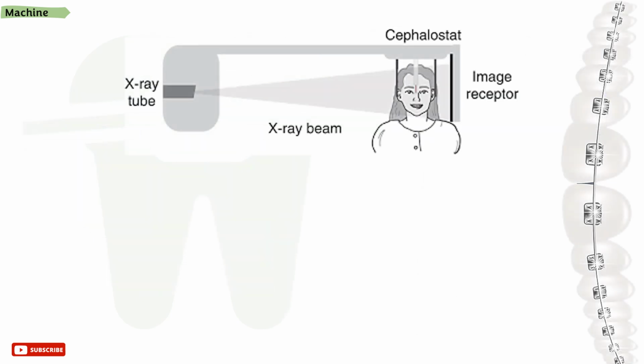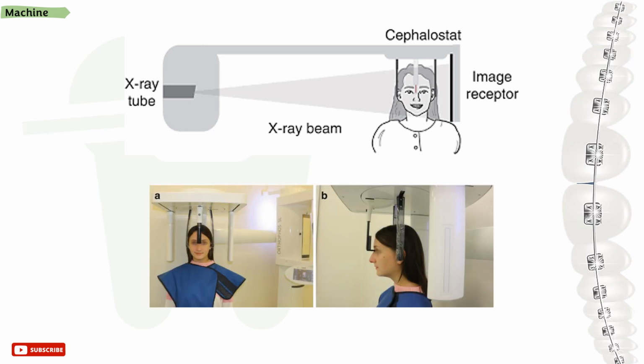Now, in case you are the one who is going to help the patient to stand in the machine and take the X-ray, you should know the correct position of the patient. Firstly, the Frankfurt horizontal plane, which we are going to discuss later in this tutorial, should be parallel to the floor. Also, the ear rods stabilize the patient on the horizontal plane, so make sure to insert them into the external auditory meatus of the patient.